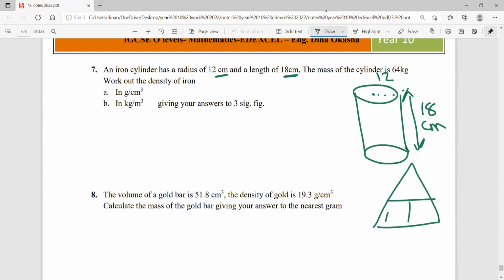The density is mass over volume. Here it says work out the density in gram per centimeter cube. Now as we said the density is mass over volume. The mass is given in kilograms, so first I have to change it to grams. And how do I do that? Multiply by 1,000.